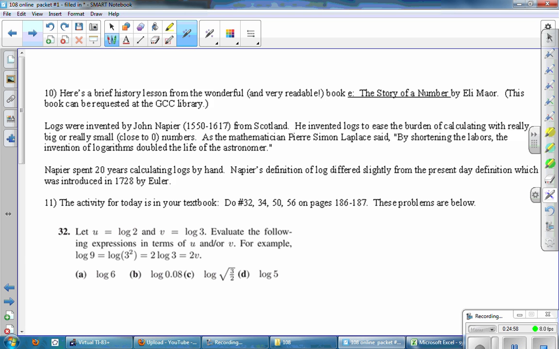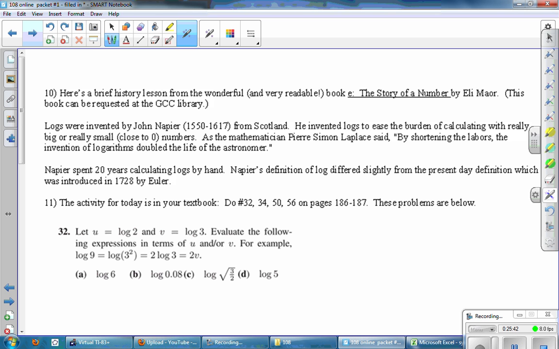As the mathematician Pierre-Simon Laplace said, by shortening the labors, the invention of logarithms doubled the life of the astronomer. Astronomers had to spend quite a bit of time in their working careers just doing massive calculations. Way back when, they didn't have calculators, so they had to do all these calculations by hand. With these huge numbers, they would spend a lot of their professional lives just doing calculations. Napier comes along, invents the logs basically out of the blue, and it shouldn't be clear to you why that makes it easier to do calculations with big numbers, but it turns out it does, and he essentially doubled the life of the astronomer.